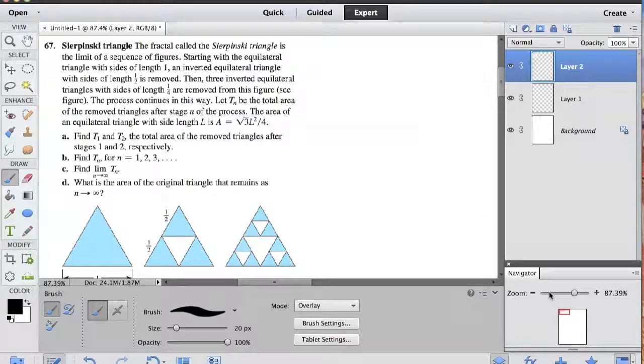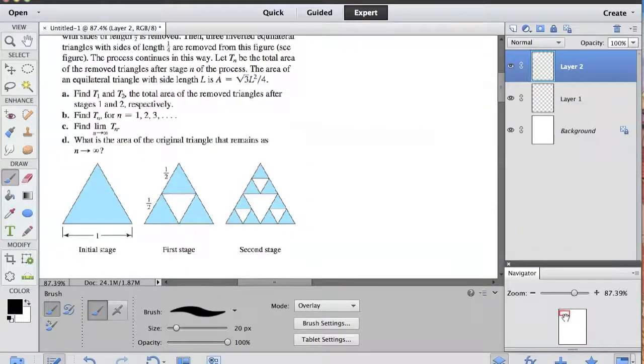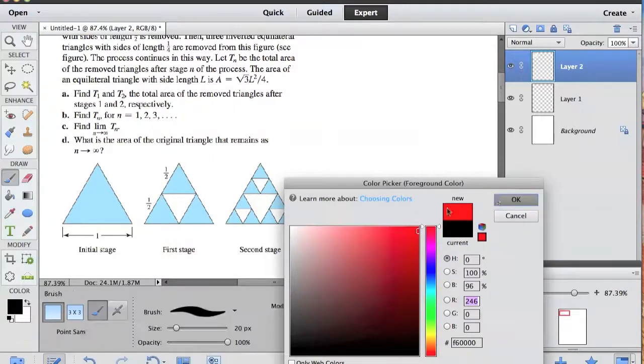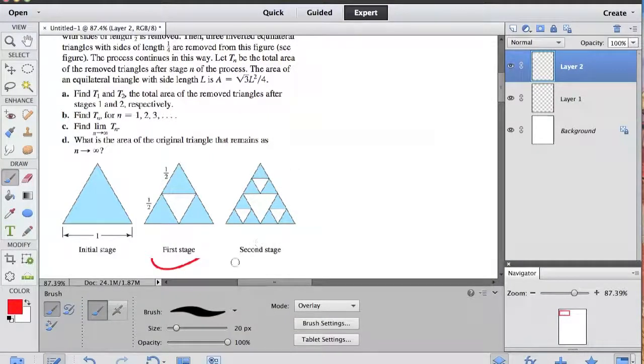So the question I chose is the Sierpinski triangle. I'm not exactly sure how to say that, but we'll go with that. For part A, we're asked to find the total area of the removed triangles after stages 1 and 2. So this is stage 1, and this is stage 2.